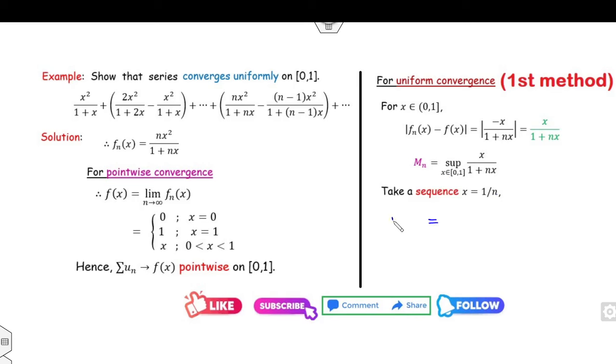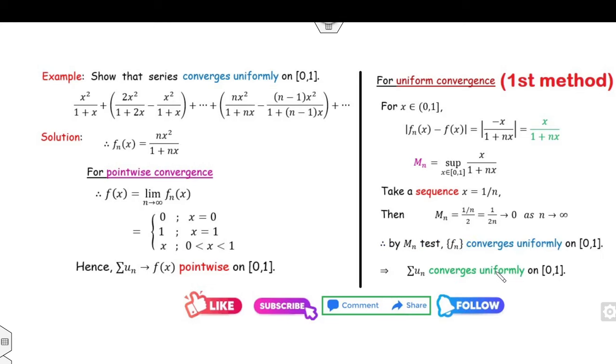I can substitute this value in the given Mn. Remember, your target is that this Mn should go to 0 in order to have uniform convergence. So Mn will be the supremum of x over 1 plus 1, so that will be 1 over 2n. So what will happen as n approaches infinity? Clearly this goes to 0 as n approaches infinity. Therefore, by the Mn test, the sequence of functions fn converges uniformly to f. Hence the series also converges uniformly.